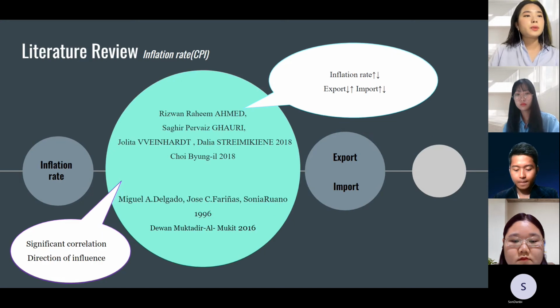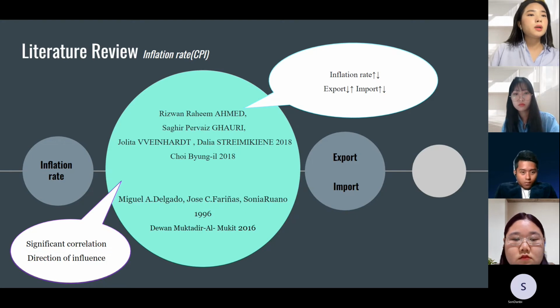Next slide, please. The third is the literature on inflation and export and import. This one and Choi Byung-il show that if inflation continues, export decreases and import increases. A study by Miguel and Diwan also said that there is a significant causal relationship between inflation and import and export, and that it runs in one direction. How inflation in Malaysia and Singapore affected export and import from each country will be discussed later.